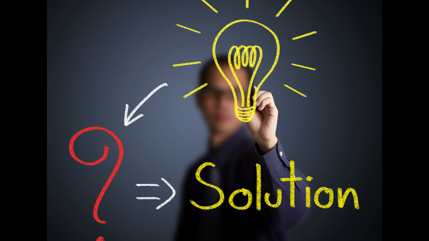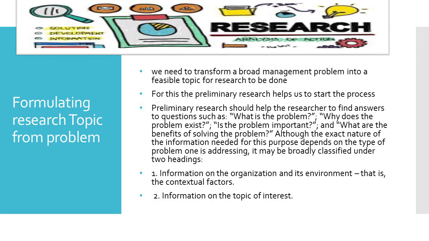Once you are able to write the problem or understand it, now comes the question of how to write a problem statement. For doing that, we first need to formulate the research topic from the problem statement. We need to transform a broad management problem into a feasible topic for research, and it should be interesting enough that you are willing to conduct the entire research yourself. For this, preliminary research helps us to start the process.